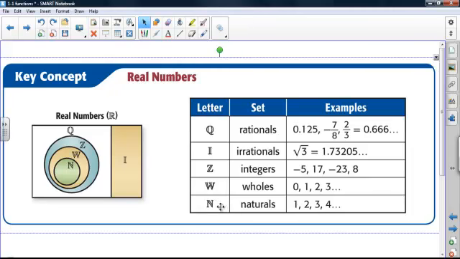The symbol we use for natural numbers is an N. Whole numbers is a W. Integers is a Z. Don't ask me why. It's not I, but it's Z. We just have to remember it's Z. The irrational numbers are I, and then the rationals again are Q.